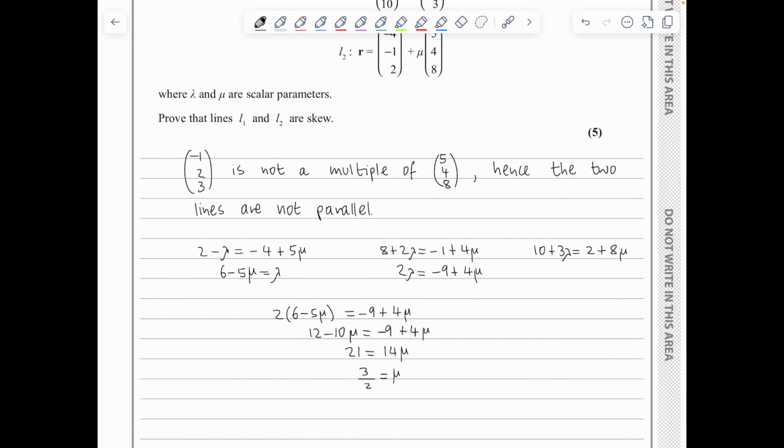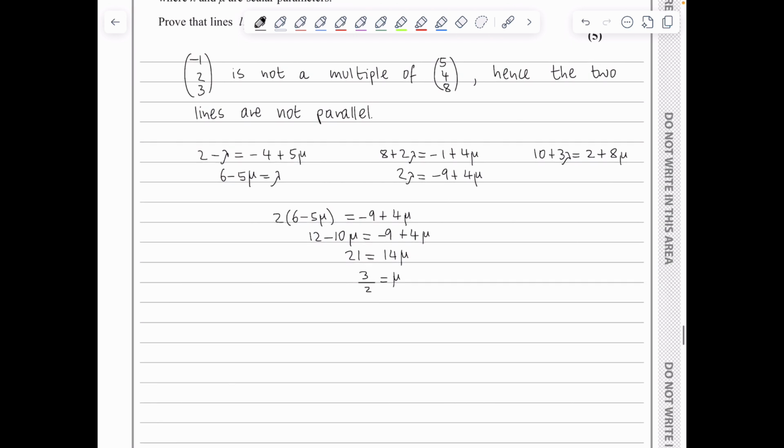I will then proceed to find the value of lambda. So lambda is 6 minus 5 mu. This gives an answer of negative 3 over 2. And now I will go to the third equation and I will substitute the value of lambda and the value of mu we just found to see whether they agree with this third equation.